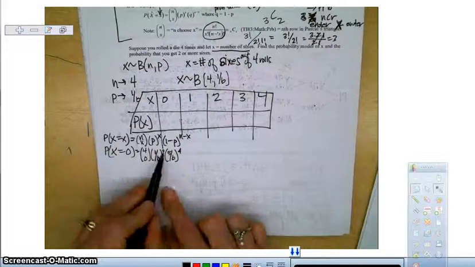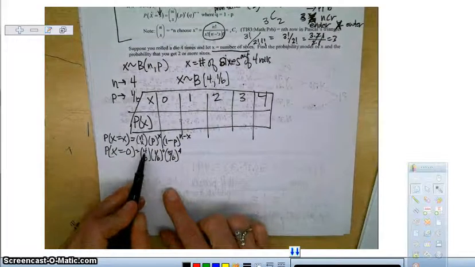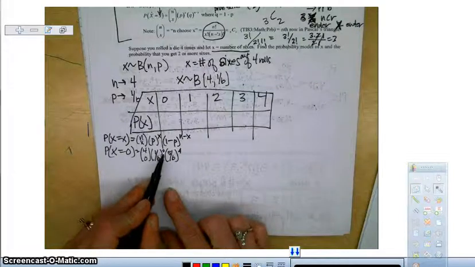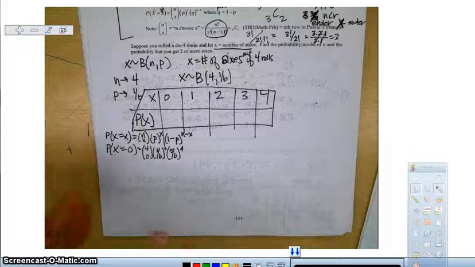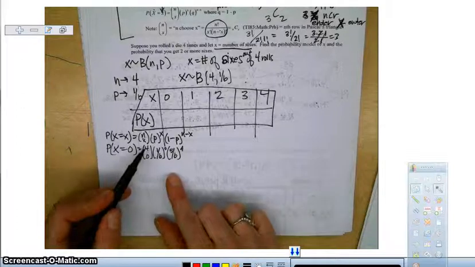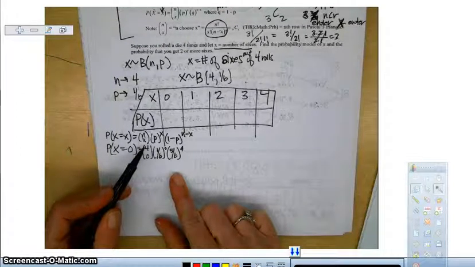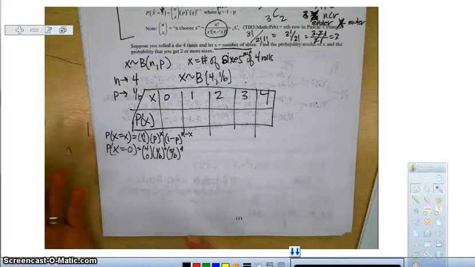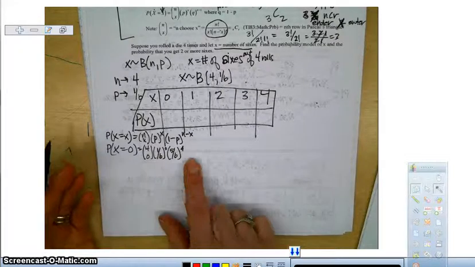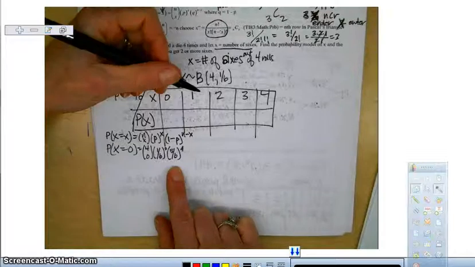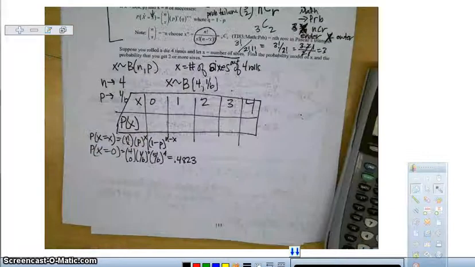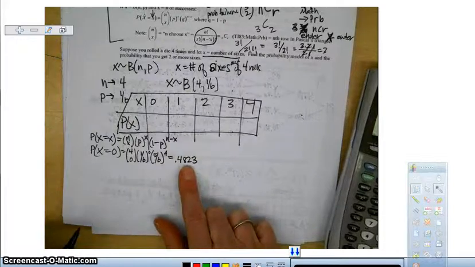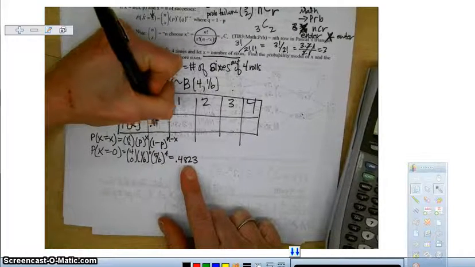Basically, these two powers have to add up to n every single time. The number of successes and the number of failures have to add up to the number of trials. That should make sense. If you're going to roll a die 4 times, you're going to get so many 6s and so many not 6s. Okay, so we calculate this. If you do this on your calculator, you end up with 0.4823, so that just goes up here, 0.4823.